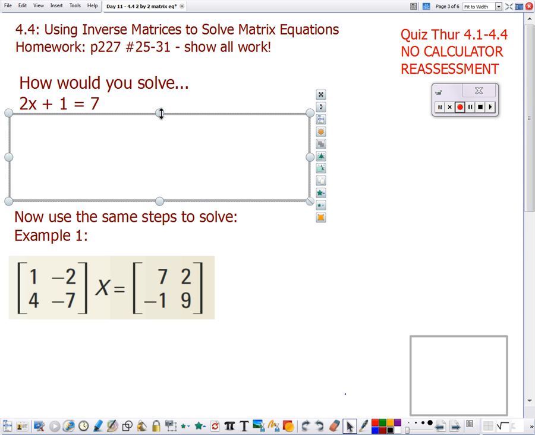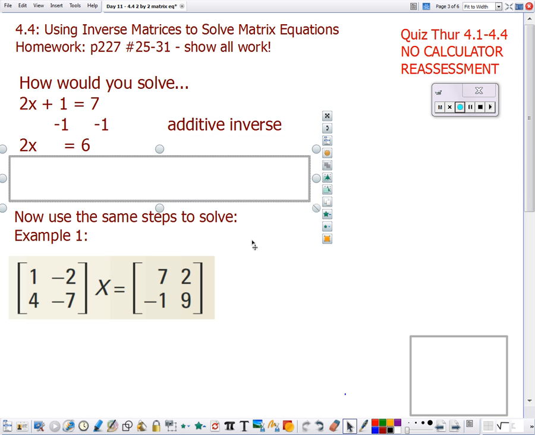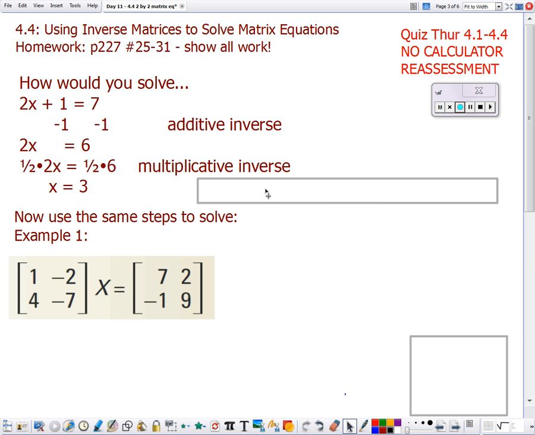So the first step, you would say subtract 1. And that's called the additive inverse. You're doing the operation that is the opposite that cancels these out. And then you're left with 2x equals 6. Then what would your next step be? You're going to divide by 2, or multiply by a half. We're going to stick with the multiply by a half. That's called the multiplicative inverse. And your answer is 3. So using this process of multiplying by a half is how we're going to solve a matrix equation.